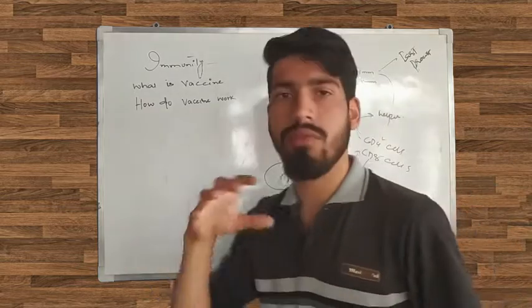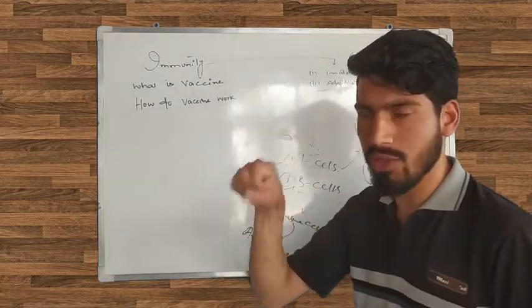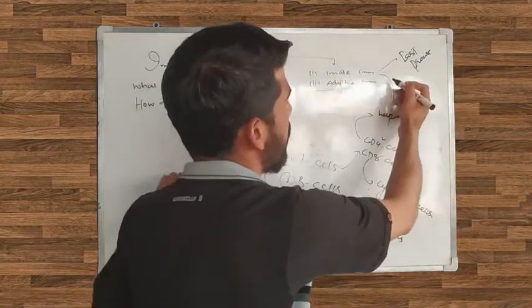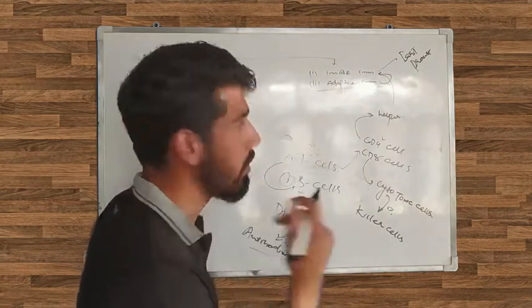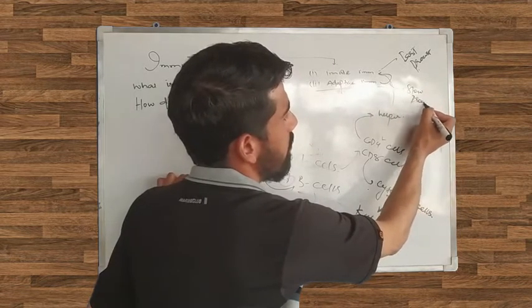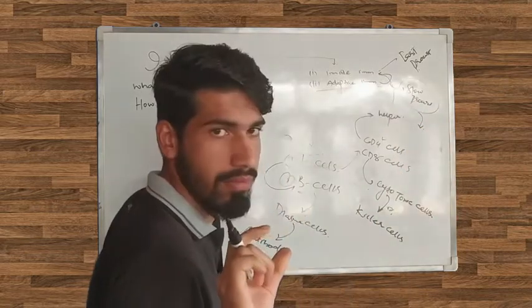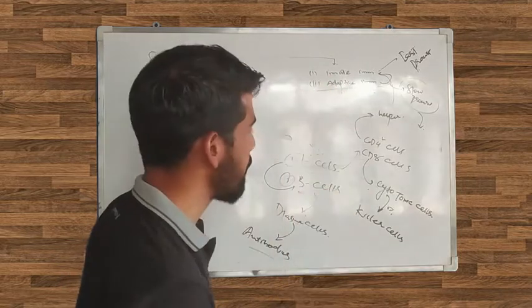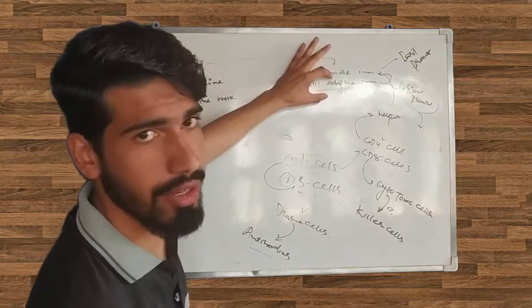They directly go to the infecting site, find the pathogen, and kill them. That's the difference between adaptive and innate immunity. Adaptive immunity takes some time. This is a slow process, but it remembers the pathogen for a very, very long time. I hope you understand innate immunity and adaptive immunity.